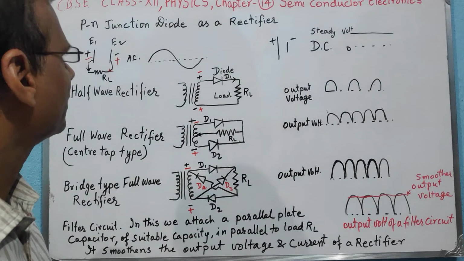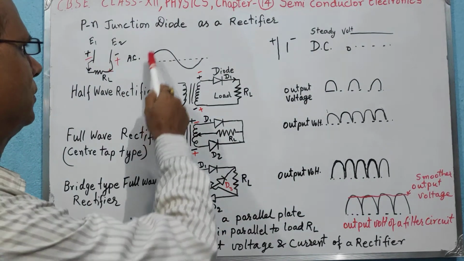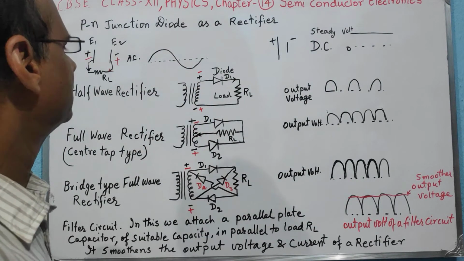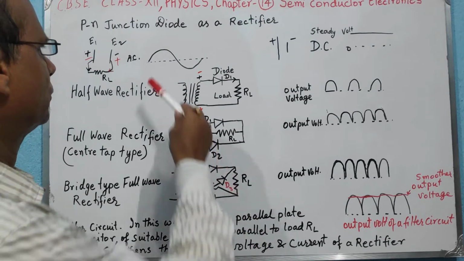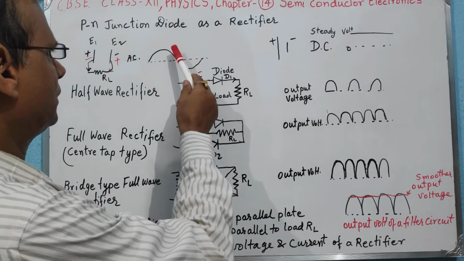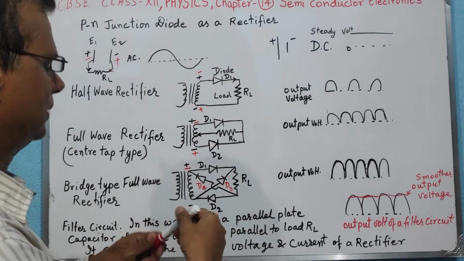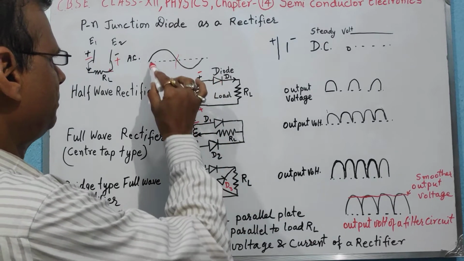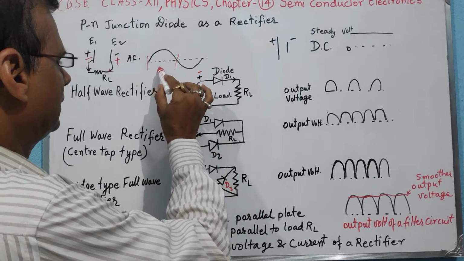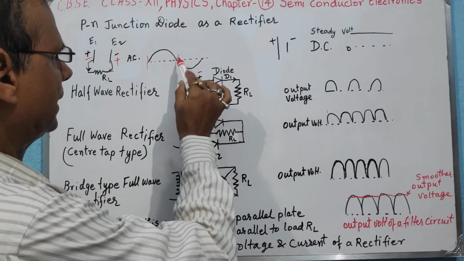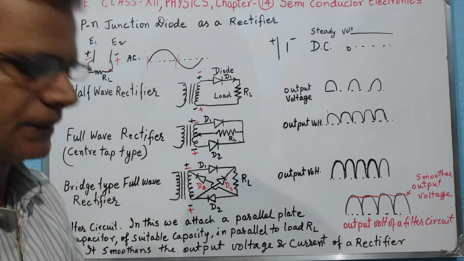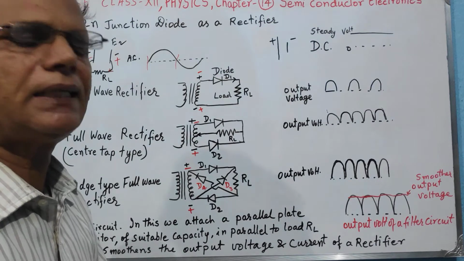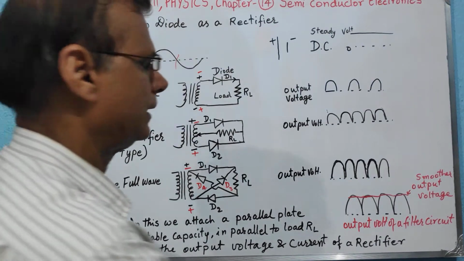In that case, the current will reverse its direction while flowing through the load. That is shown through a sinusoidal wave, which shows that the current is flowing in the positive direction in the first half cycle. This is half of the time period, and in the second half cycle the current is flowing in the reverse direction. So that is the nature of AC, alternating current.